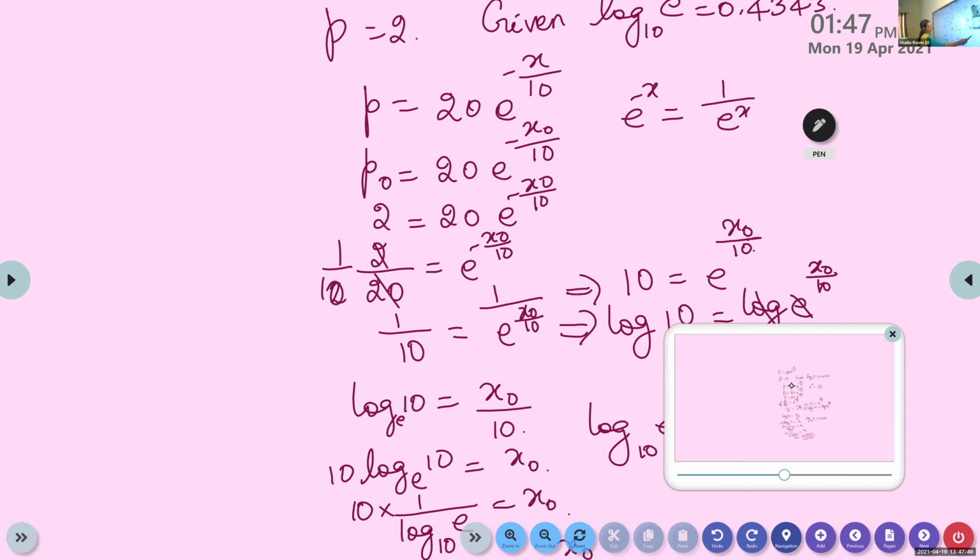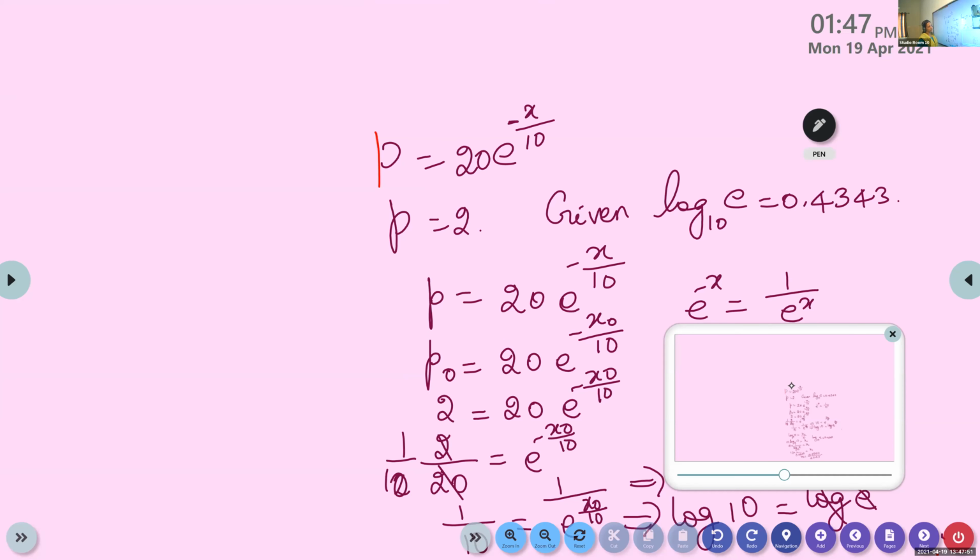Okay, we are given that the function is p equals 20 e raised to minus x by 10. P naught value is given as 2. Equilibrium point is given as p as 2. So when p is 2, what is x naught? We want to find that. So we are substituting in the function: p naught equals 20 e raised to minus x naught by 10. P naught is 2. Taking the 20 to the other side, it will become divided by 20.